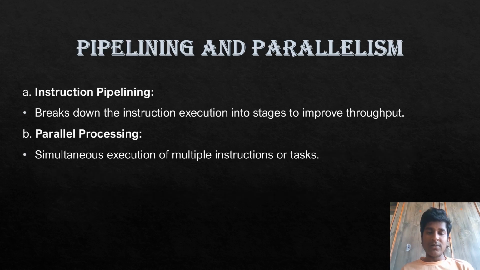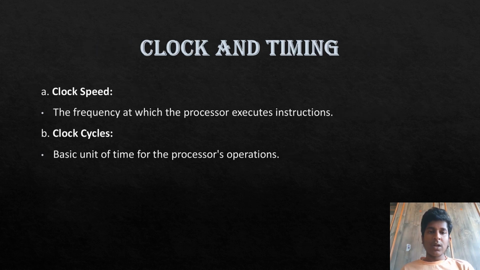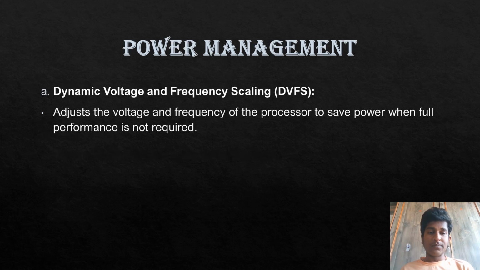Pipelining and parallelism. Instruction pipelining breaks down the instruction execution into stages to improve the throughput. Parallel processing, simultaneous execution of multiple instructions or tasks. Clock and timing. Clock speed, the frequency at which the processor executes the instructions. Clock cycles, basic unit of time for processor's operation.